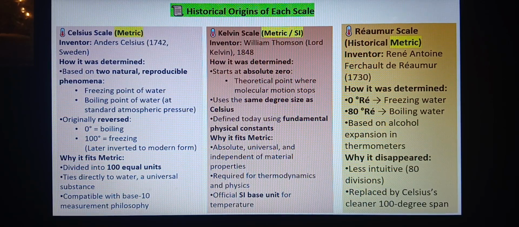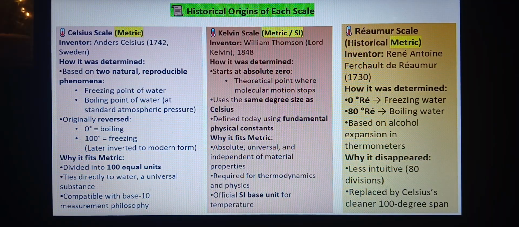Kelvin. The inventor was William Thomson, Lord Kelvin, 1848. How it was determined: it starts at absolute 0, the theoretical point where molecular motion stops. It uses the same degree size as Celsius. It's defined today using fundamental physical constants.